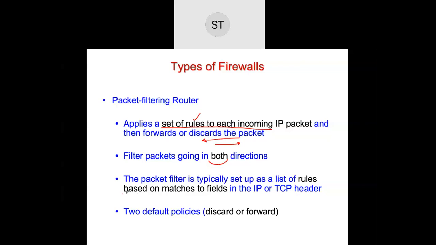And it is based on field matching. It is not very intelligent that way. Based on the field matching, it will decide. And there are only two policies, drop or allow, discard or forward. Only two policies can be implemented with the packet filter firewall, that is allow or drop.